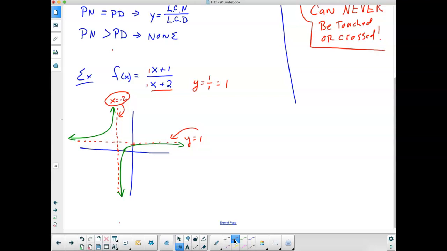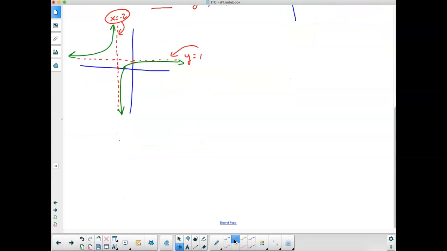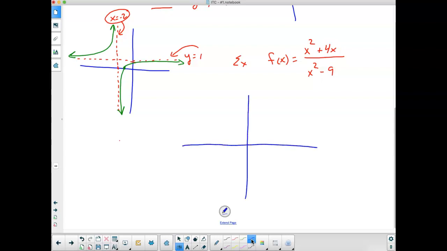There's all kinds of rational functions. They don't have to have just one vertical asymptote. I'm going to throw another example on here for you: f of x equals x squared plus 4x all over x squared minus 9. I don't want to waste a lot of your time graphing these by longhand because we're really not going to do a lot of that.